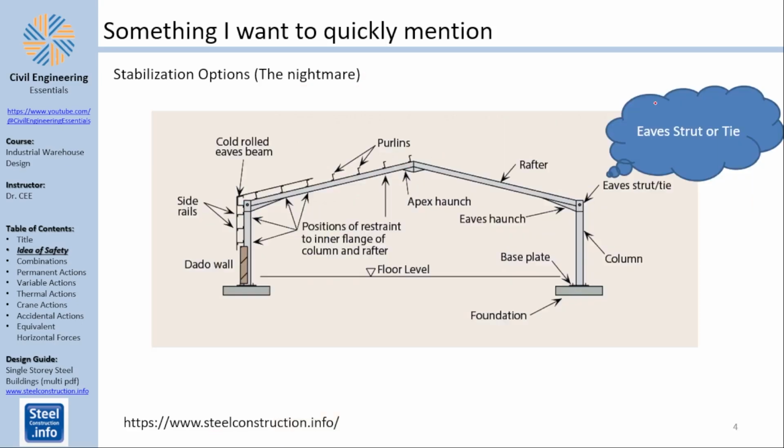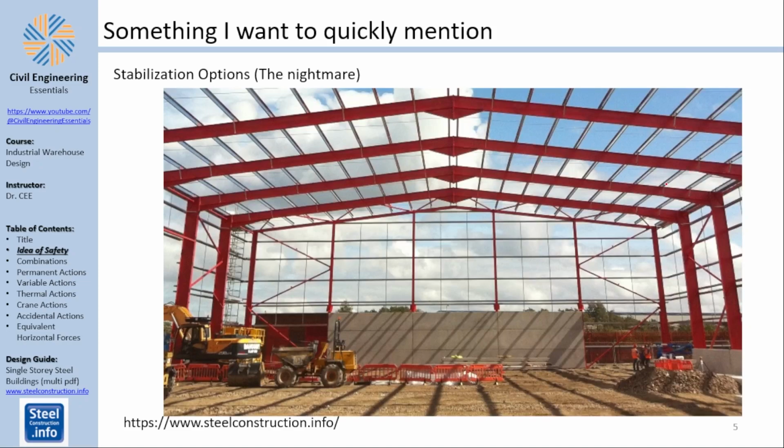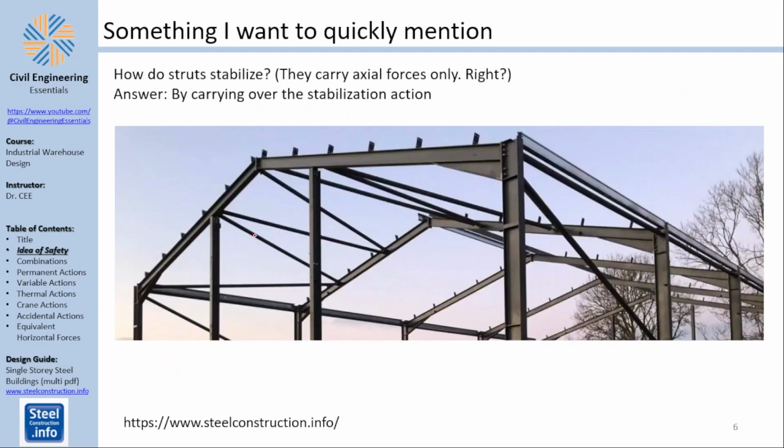Another idea is to use an eaves strut or tie, which is basically this. You can see that there is a strut or tie running along the entire eaves. This one that I'm coloring right now is a strut, and this one is the same, it's a strut. The question is, how does a strut stabilize, because a strut carries axial forces? So how does this bar stabilize the structure?